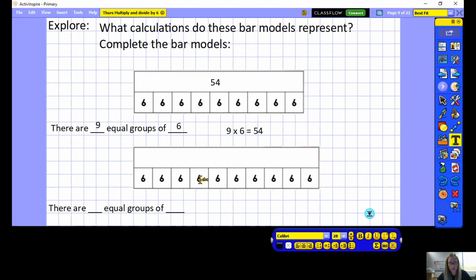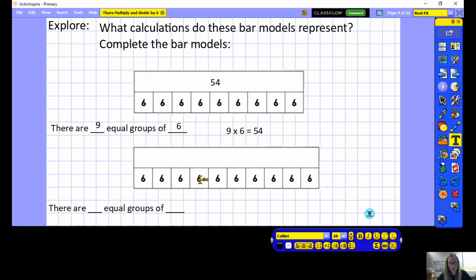So here, 24 divided by 6 equals 4. And that's how my array and my bar model would look. You've got 6 equal groups of 4 on my bar model, which equal 24. And I've got 6 equal groups of 4 here as well.